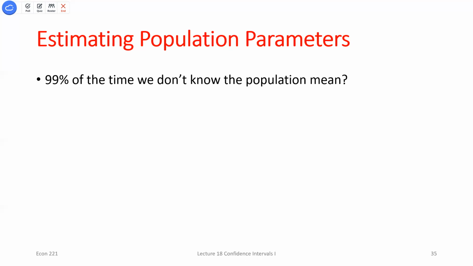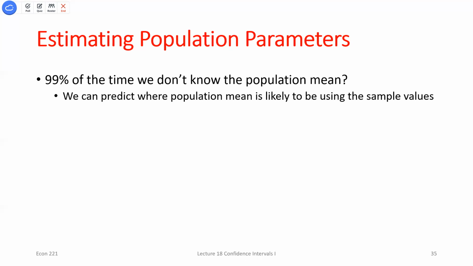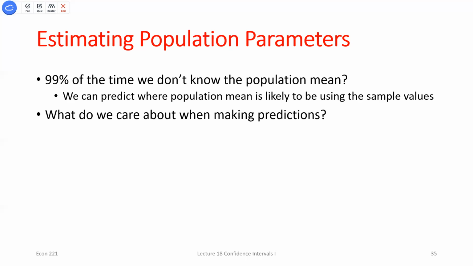So 99% of the time, we have no idea where this population mean is. All we can do is base it off of the sample that we see. So we talked about making sure we have a sample that looks just like the population, talking about bias, things like that. So what are we going to try to do when we make predictions based off of our sample about where the true population mean is, or true population parameter? We can do this for the mean or a proportion.